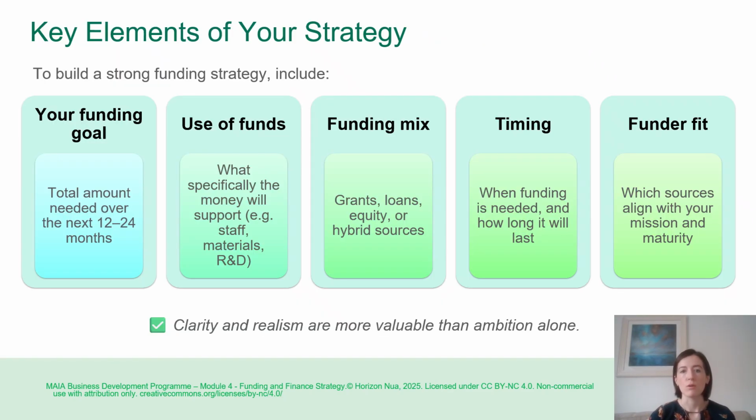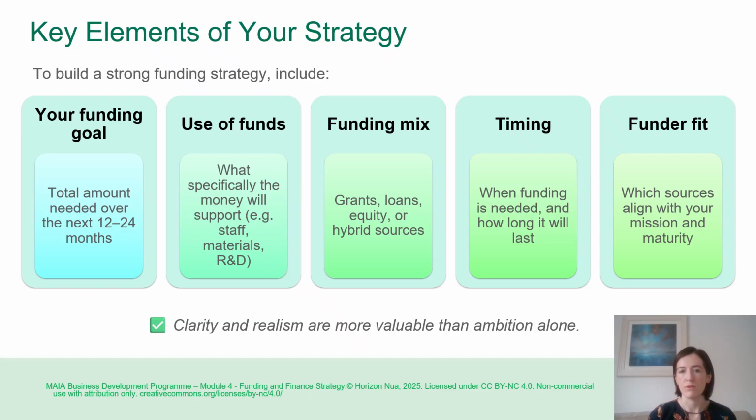Now, let's look at the core building blocks of your funding strategy. These are the elements that will help you move from a vague need for money to a clear, actionable plan. First is your funding goal. This is the total amount of money you'll need over a defined period, typically the next 12 to 24 months. Be realistic, not aspirational. Funders want to know that you've thought this through.